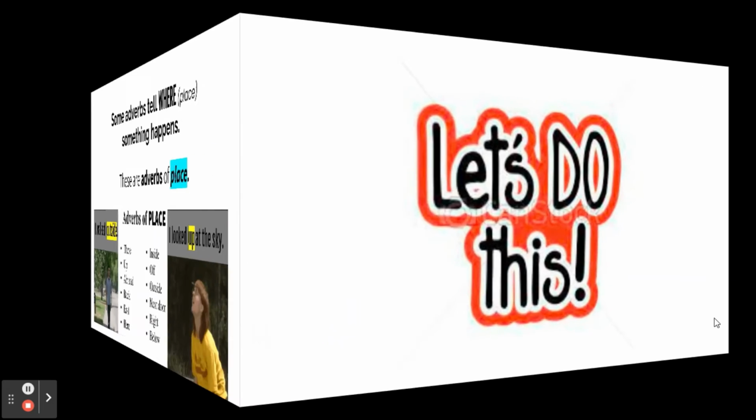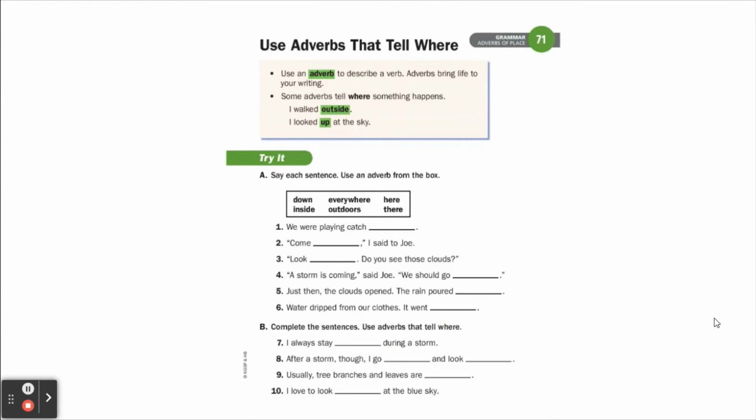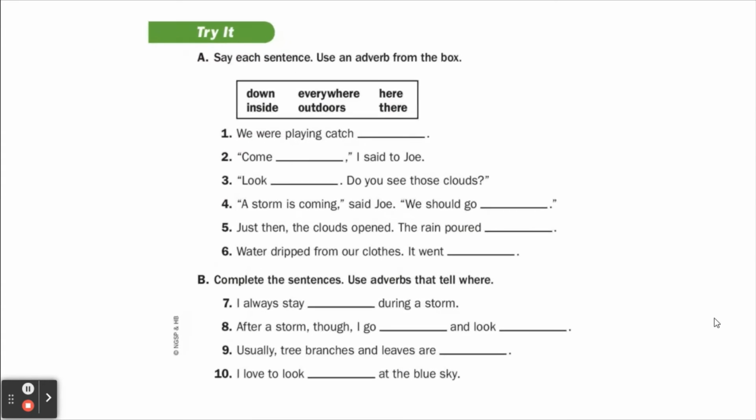Let's go ahead and practice. That's right. So again, this is coming right out of our book. Okay, and here is the bottom portion. So again, what I want you to do is say each sentence, use an adverb from the box. So we're going to do 1 to 6 together. And then you are going to complete 7 to 10, the sentences, also using adverbs that tell where. Okay, so let's go ahead and begin with number 1.